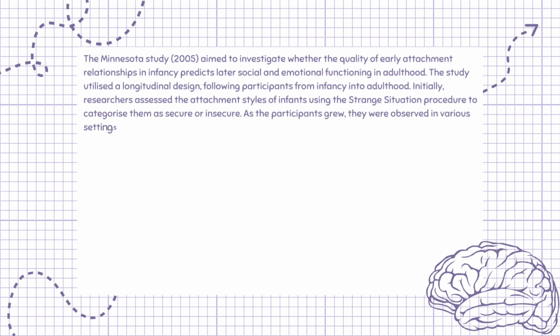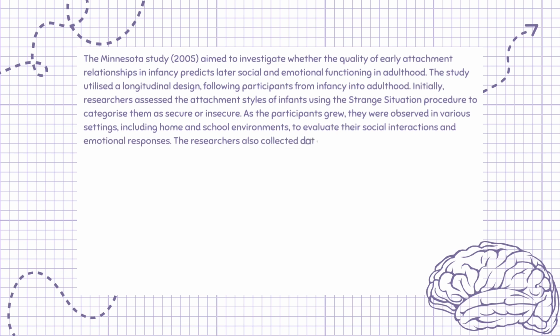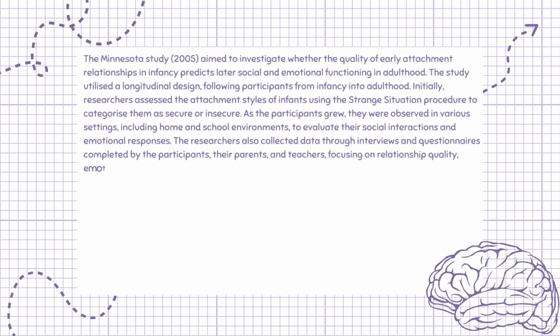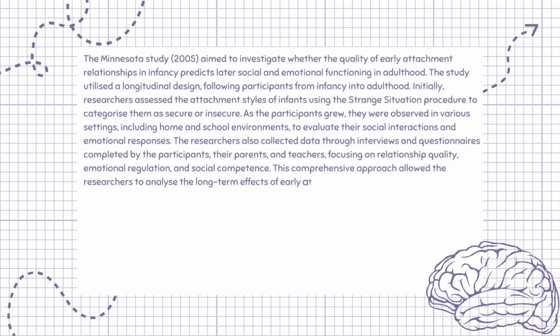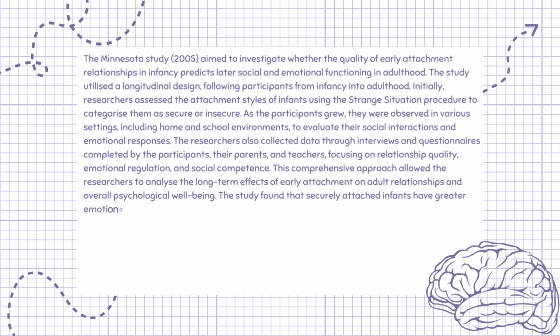As the participants grew, they were observed in various settings, including home and school environments, to evaluate their social interactions and emotional responses. The researchers also collected data through interviews and questionnaires completed by the participants, their parents, and teachers, focusing on relationship quality, emotional regulation, and social competence. This comprehensive approach allowed the researchers to analyze the long-term effects of early attachment on adult relationships and overall psychological well-being.